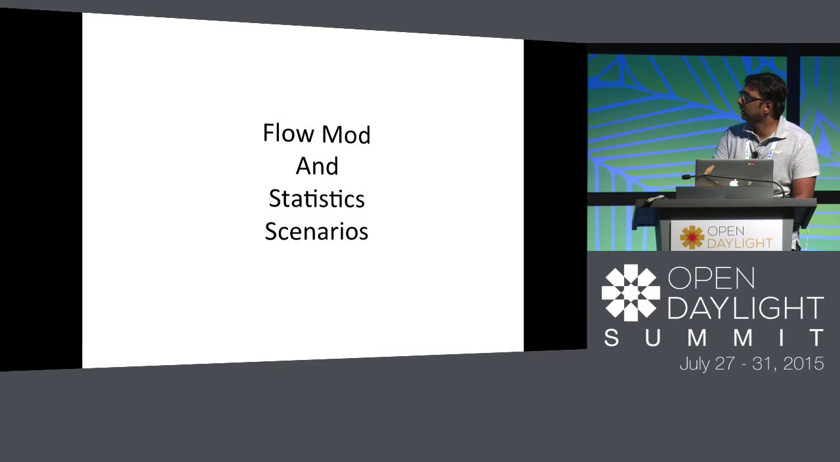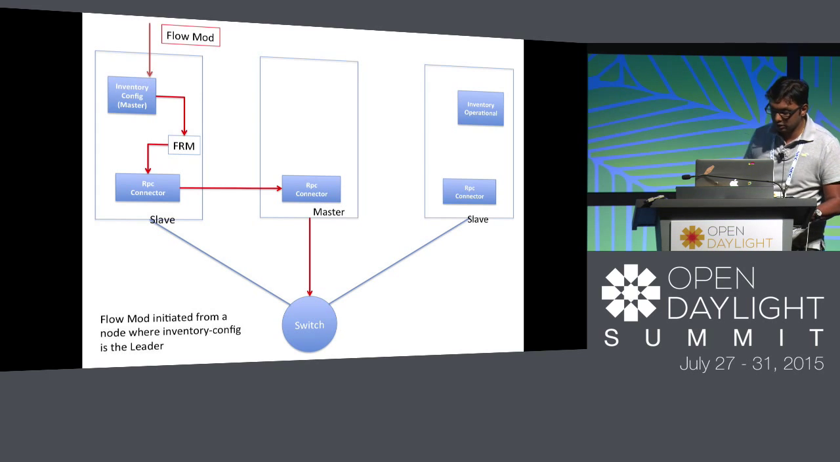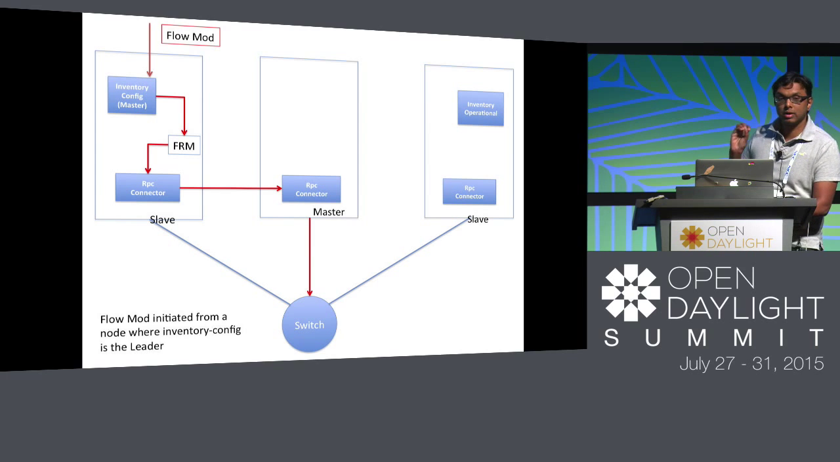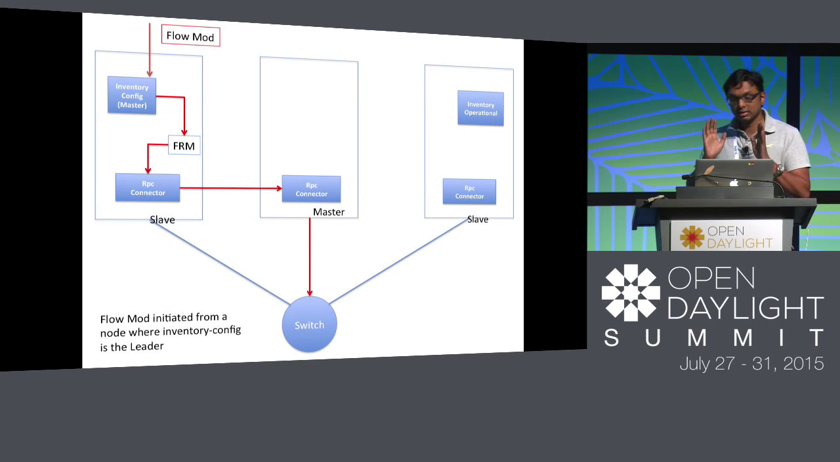So this is a set of slides which I'm trying to present as to how things will work. Here I'm trying to convey the multiple hops which might happen between the 3 nodes. So this is a flow mod which has been initiated from a node where the inventory config master is located.